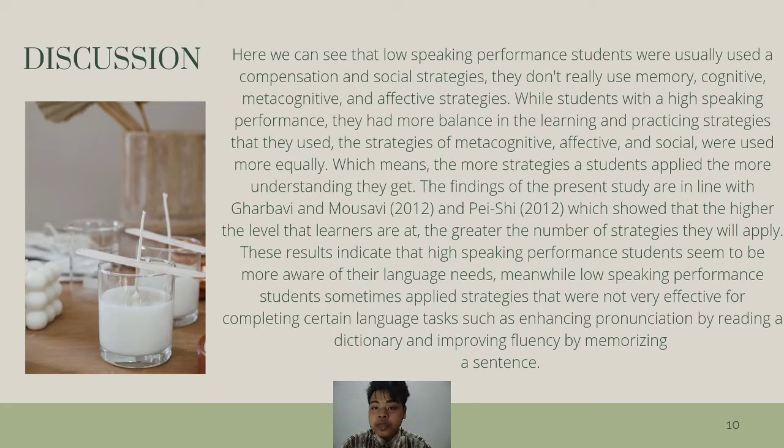They think improving their speaking performance is an important thing. The high speaking performance students also spend time to practice controlling their emotions, so they can keep the motivation to keep learning. And meanwhile, low speaking performance students sometimes apply strategies that were not very effective for completing certain language tasks, such as enhancing pronunciation by reading a dictionary and improving fluency by memorizing a sentence.